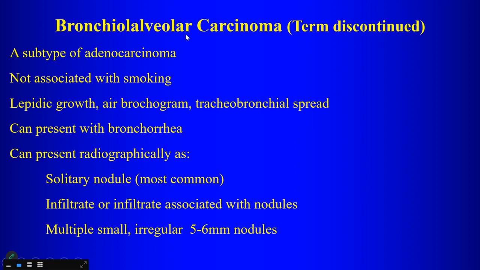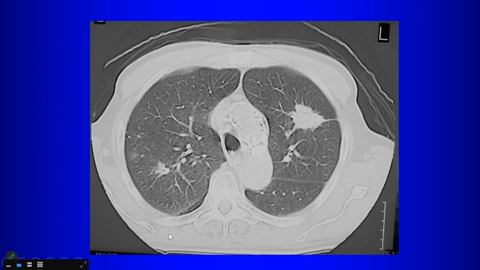But this was bronchoalveolar carcinoma, a term no longer used, a subtype of adenocarcinoma, not associated with smoking, lipidic growth, air bronchograms, tracheobronchial spread. We'll talk about all that. It's mucin producing, so it can produce bronchorrhea. So when you have consolidations in airspace disease and you're thinking about tumor, think about a mucin producing tumor like that. Now this can also present as a solitary nodule, which is the most common presentation, consolidation, and multiple small irregular 5 to 6 millimeter nodules from spread through the airways, so acinar nodules from the airway spread.